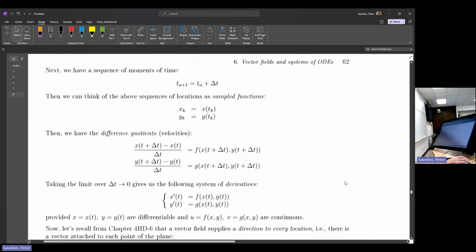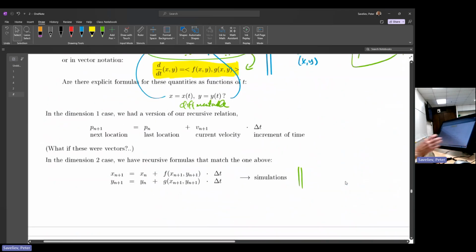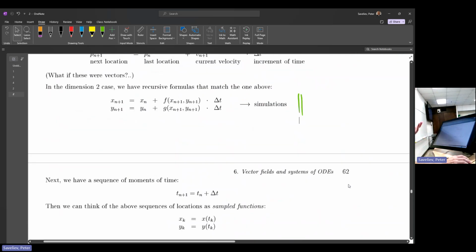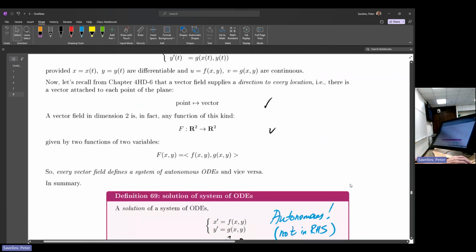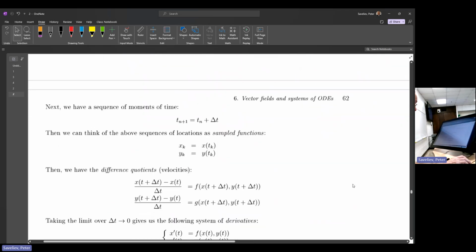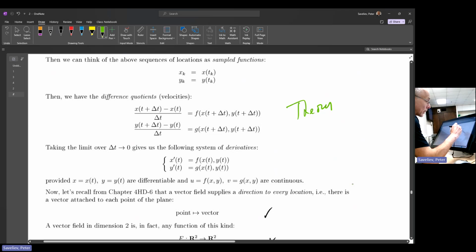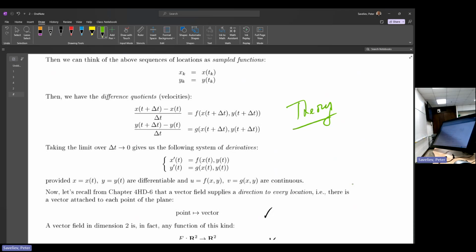Okay, so difference quotient, the limit, substitution, what we already have a few examples of, simulations. Okay, so we know that there's something to be explored. So now we're going in the direction that is towards theory. And theory is what a differential equation is, what the solutions are, existence and uniqueness, of course. Okay, so that's what it is.